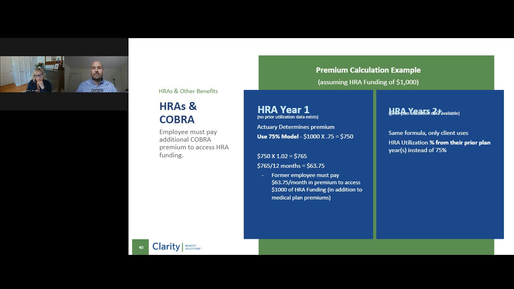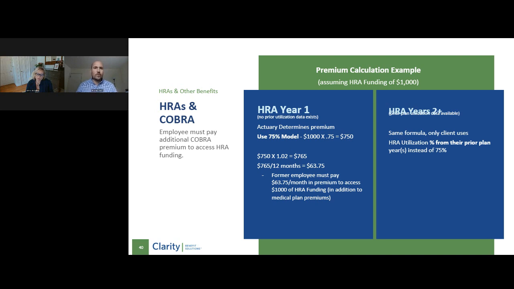So basically, this slide shows an example of what sort of monthly premiums would be required for $1,000 versus HRA funding. In year one, when you don't have any prior plan year utilization, you use 75% as your number and you follow this calculation. I want to point out that multiplying it by 1.02, that 0.02 factors in the 2% that an employer or a COBRA administrator is allowed to charge for COBRA administration. And in subsequent years, when you do have HRA utilization data, instead of using 75%, you'd use whatever that utilization was across your employee base.